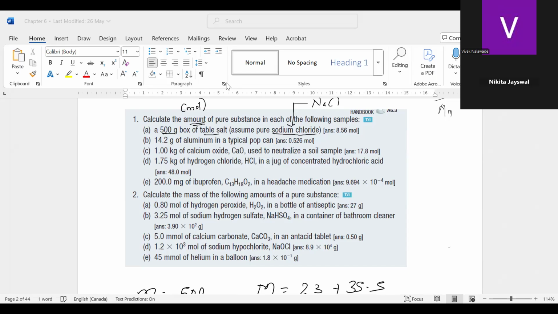So now calculate the moles. Is this what you had missed in school? I think so. Yeah, I think this is what I missed. Okay. You got 8.56. Can you do C now? Yeah.